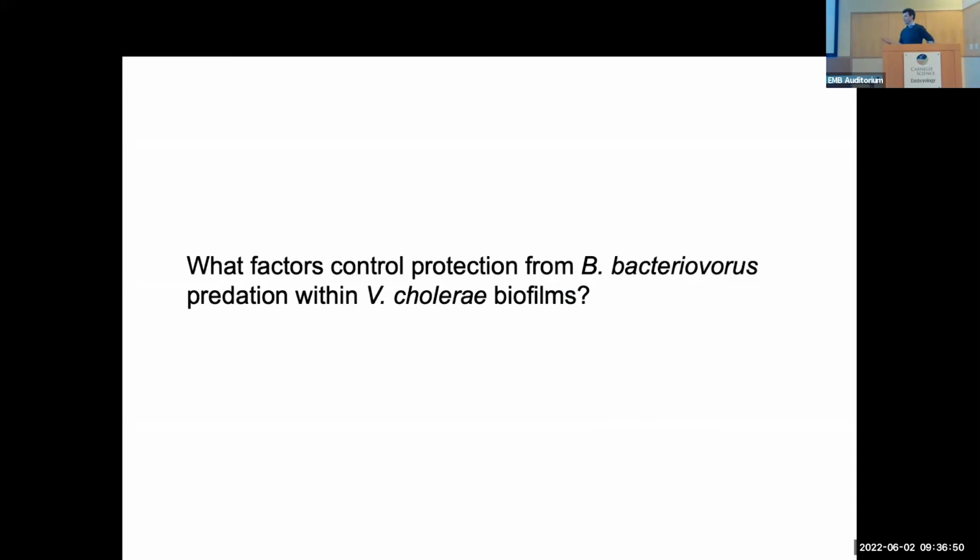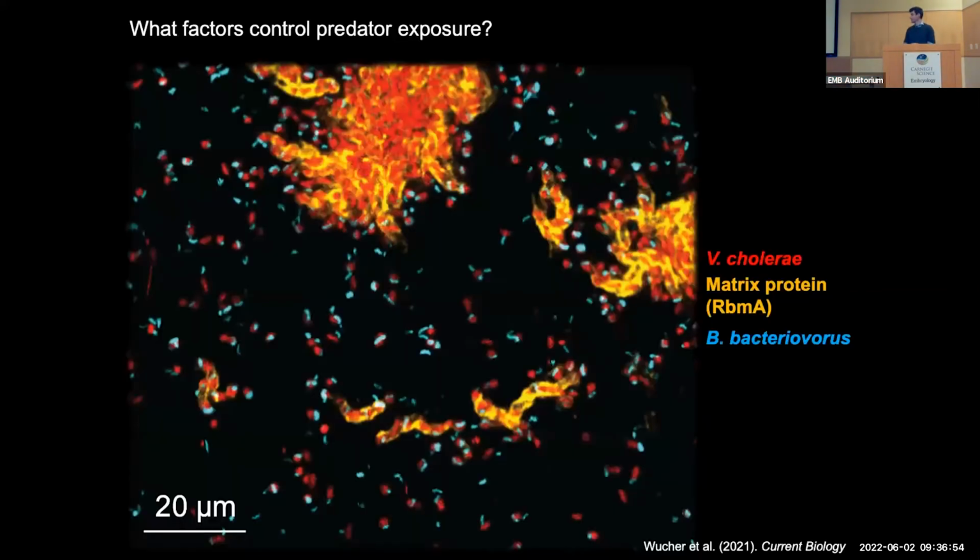Okay, so how is that? What is the controlling factor here? We naturally look to the biofilm matrix, that complex of secreted compounds that they make that I mentioned. We found in the past that the matrix itself can block phage exposure. So we thought maybe the matrix was blocking predator exposure.